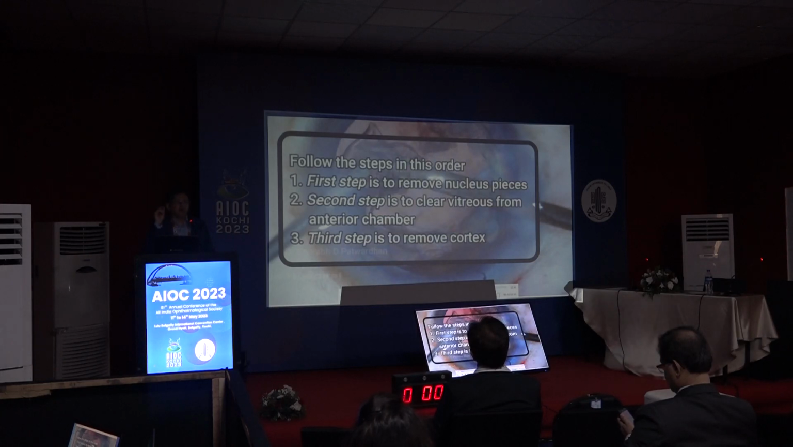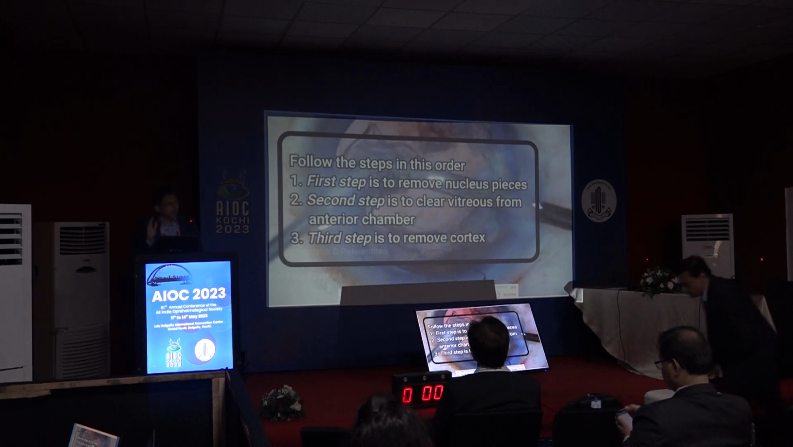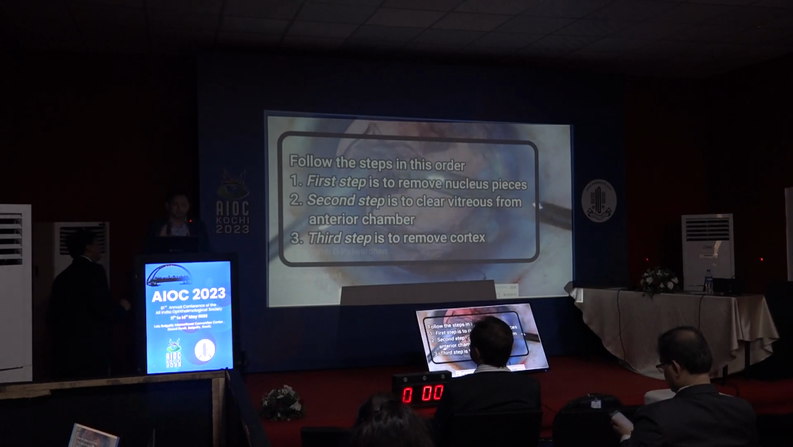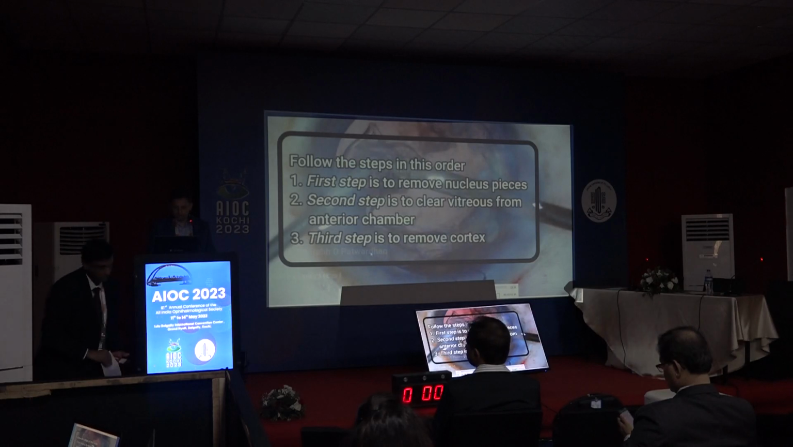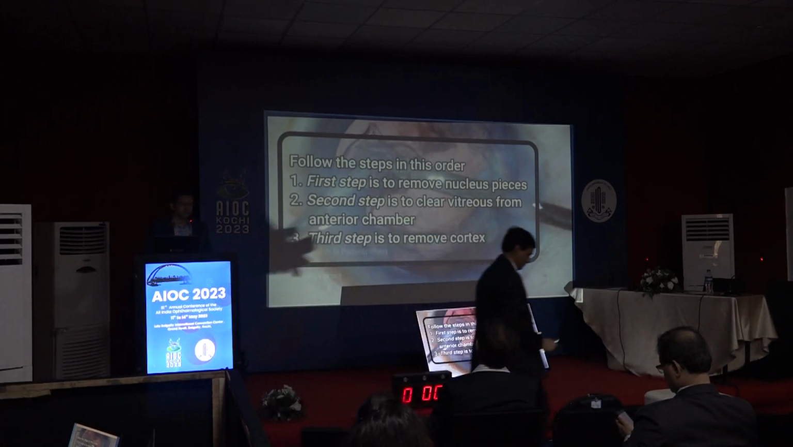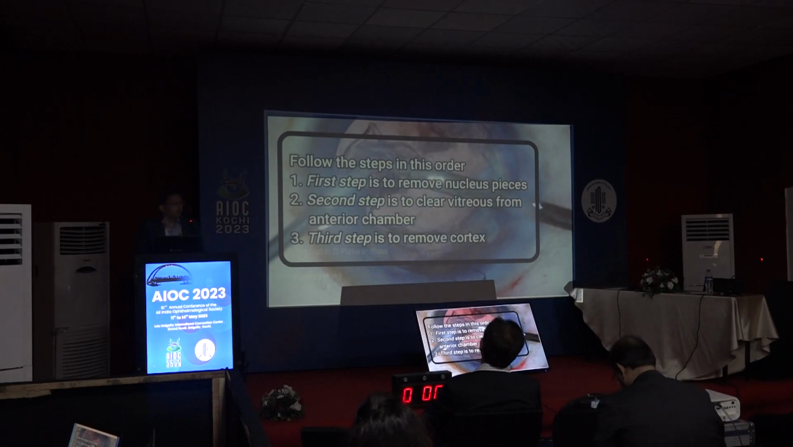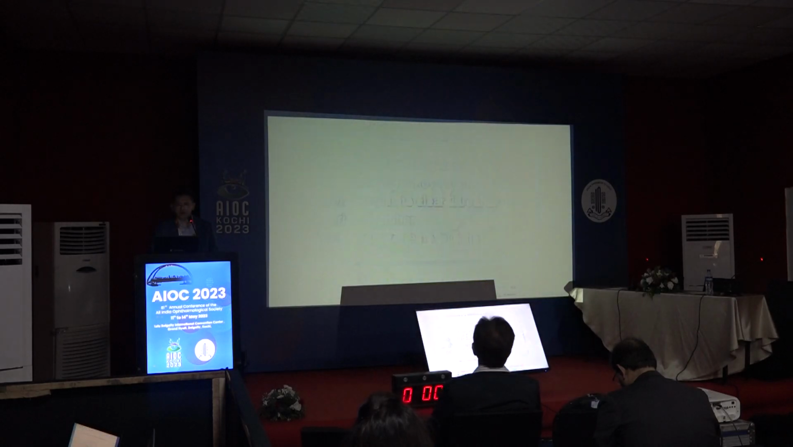So one thing you should understand, your plan should always be in hand. So don't be confused about the order of things. The steps have to be done in this order. First step is to remove nucleus pieces if there are any. The second step should be to clear out the vitreous from the anterior chamber, and then the third step should be to remove the cortex. So I will go one by one through the steps which have to be taken.